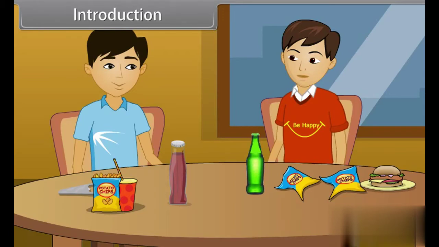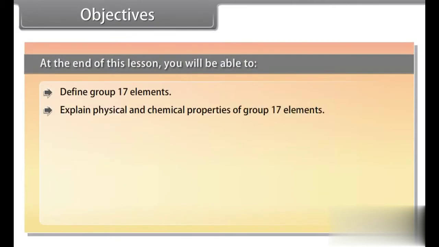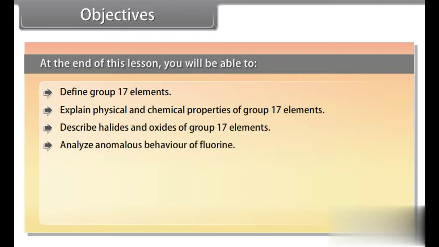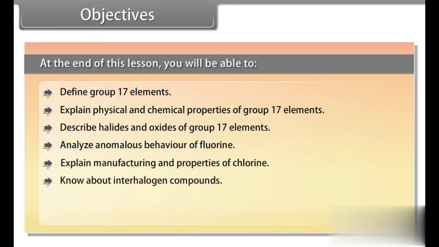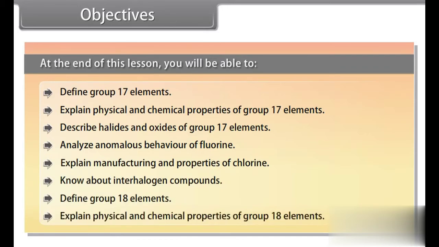Students, today we will study about the D and F block elements. Objectives. At the end of this lesson, you will be able to define group 17 elements, explain physical and chemical properties of group 17 elements, describe halides and oxides of group 17 elements, analyze anomalous behavior of fluorine, explain manufacturing and properties of chlorine, know about interhalogen compounds, define group 18 elements, explain physical and chemical properties of group 18 elements.